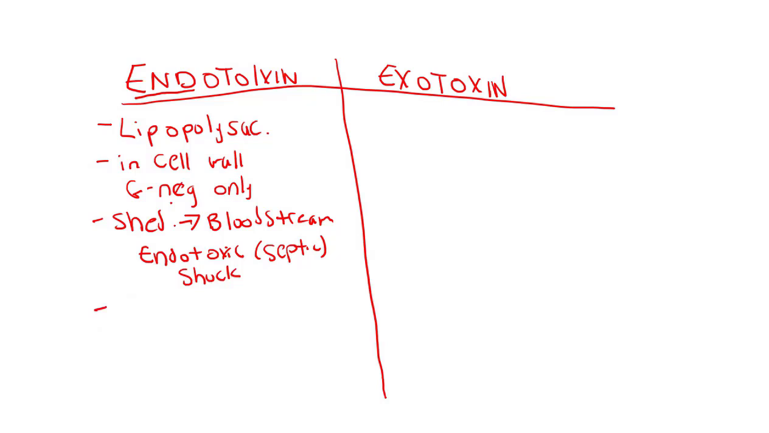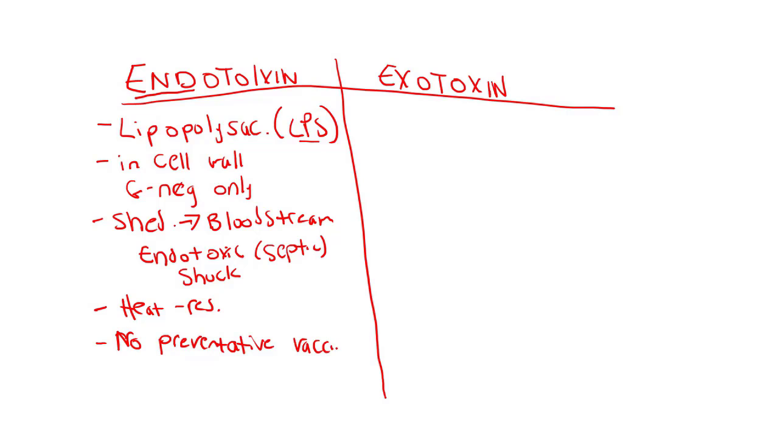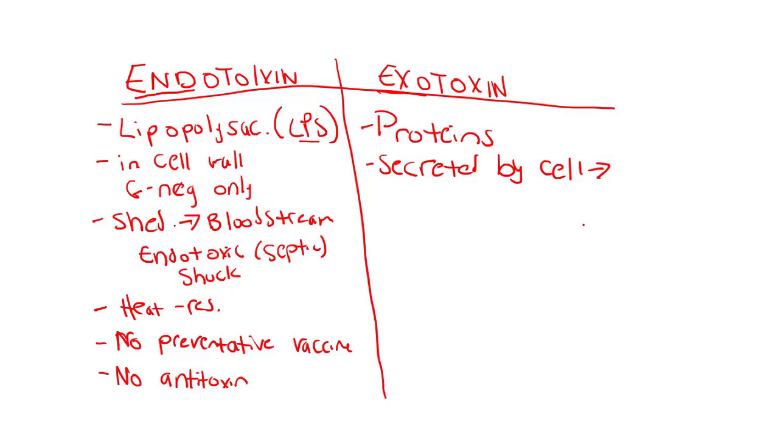Because endotoxins are lipopolysaccharide, or LPS, they don't get destroyed by cooking, so they're heat resistant. In addition, we can't make any vaccines, so there's no preventative vaccine, and there's no antitoxin, meaning a quick treatment to the toxin. Now, exotoxins are not lipopolysaccharide, they are proteins. They are actually secreted by the cell. Many different types of bacteria can make these. So gram-negative and gram-positive bacteria may make exotoxins. Even fungi can secrete exotoxins.